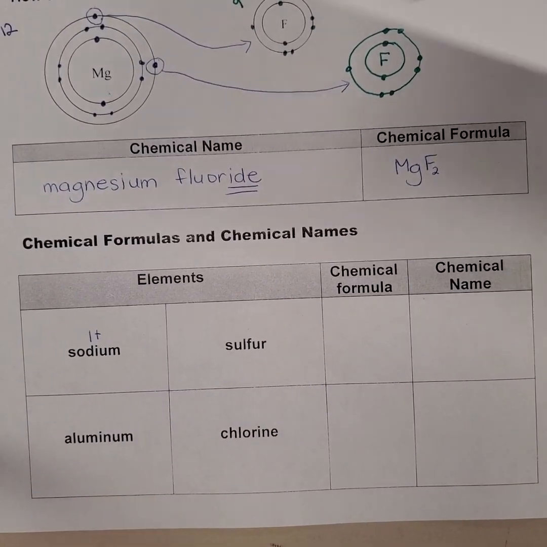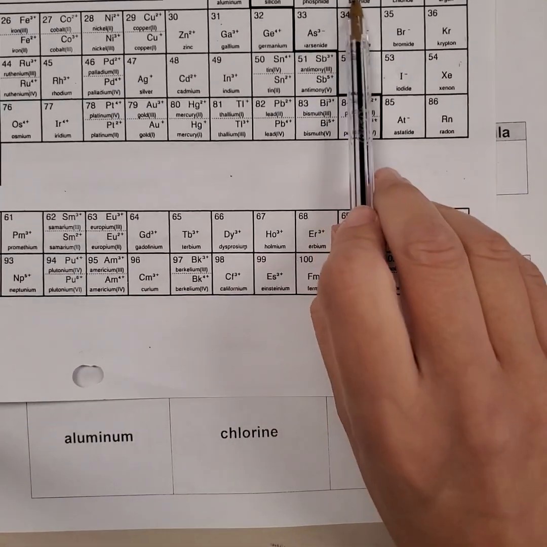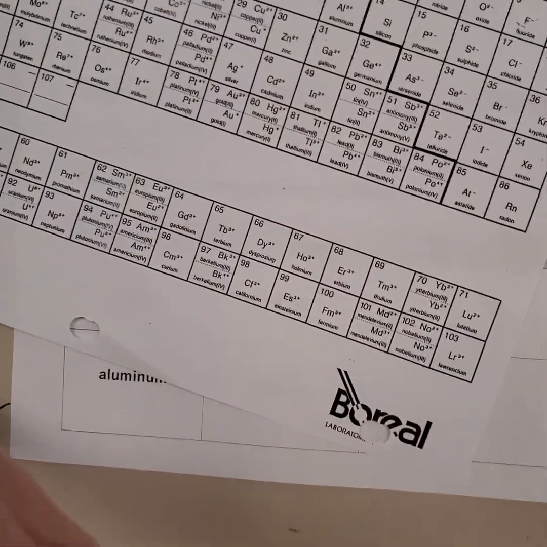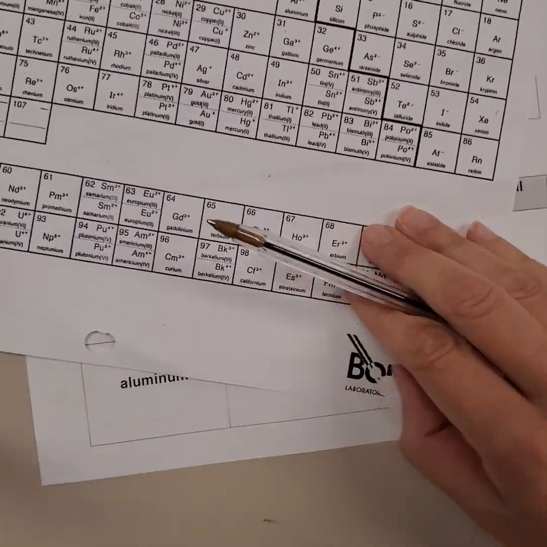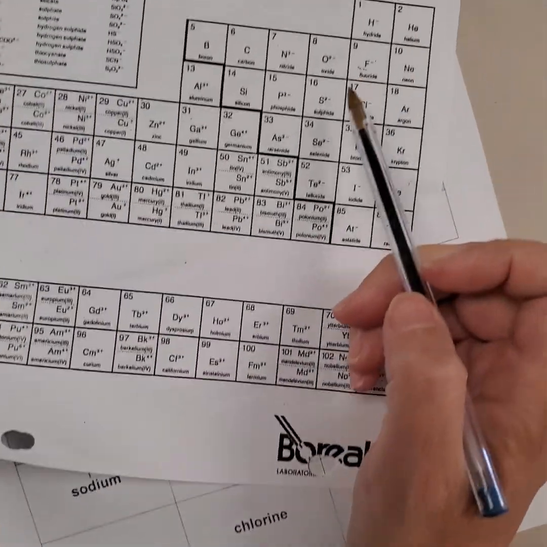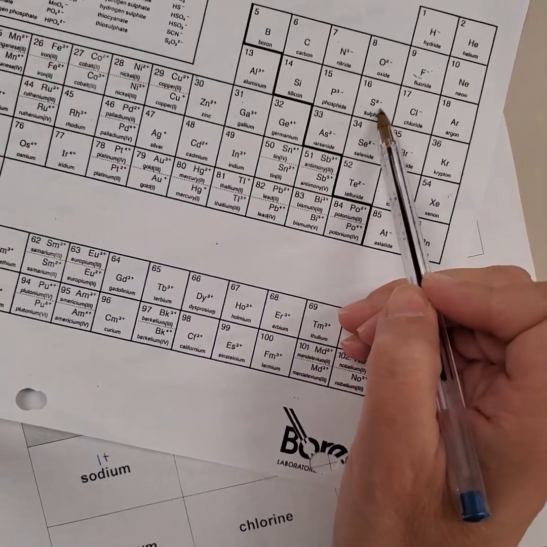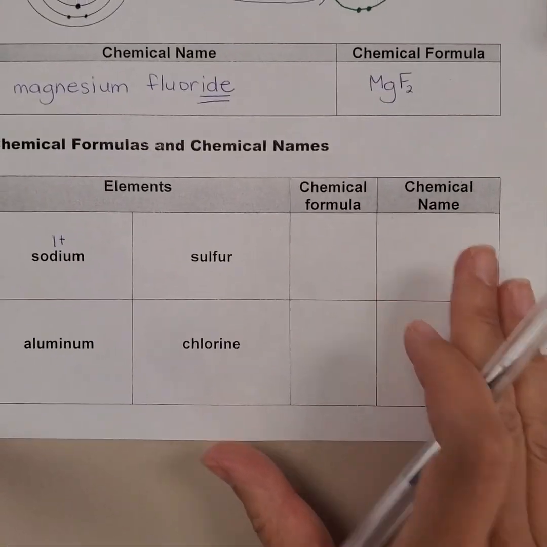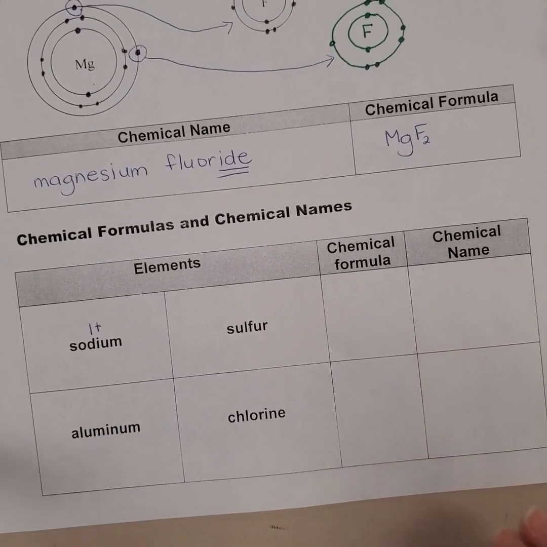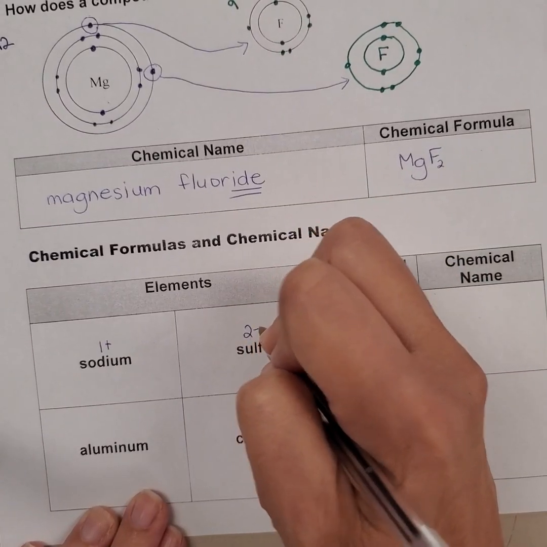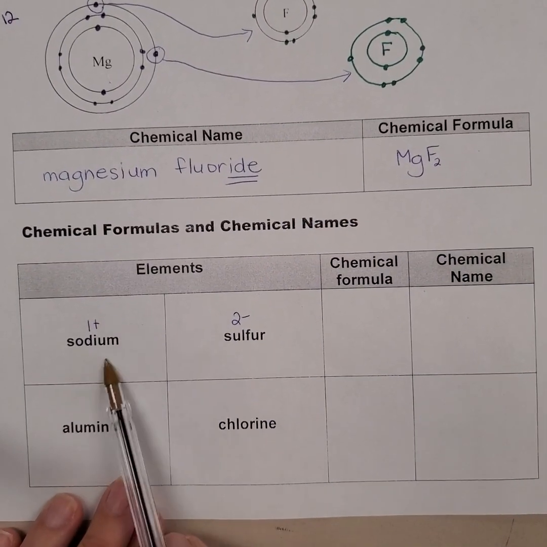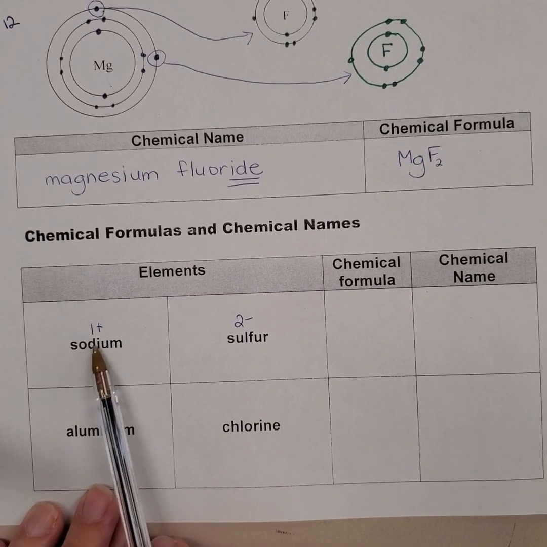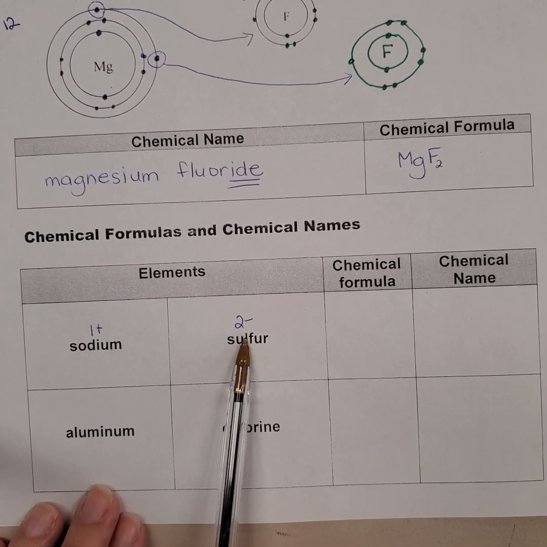Sulfur, when you look at it on the periodic table, so sulfur is right over here. Sulfur is right here, and it has a charge of 2-. Okay, so 2-. So what I want to do is balance out my charges. So this means sodium can give away 1 electron, sulfur can accept 2 electrons.